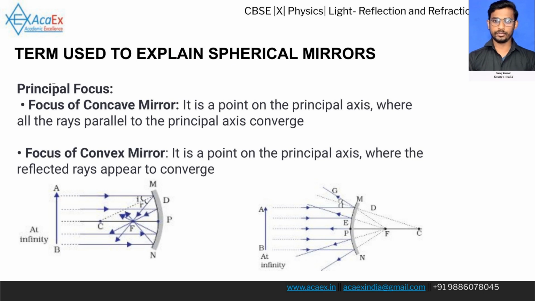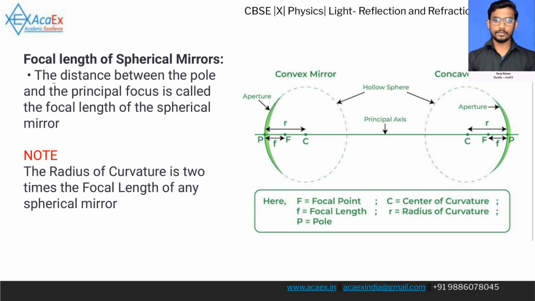Principal focus. Focus of a concave mirror: it is a point on the principal axis where all the rays parallel to the principal axis converge. Focus of a convex mirror: it is a point on the principal axis where the reflected rays appear to converge. Focal length is the distance between the pole and the principal focus. Note, radius of curvature equals 2 times focal length.